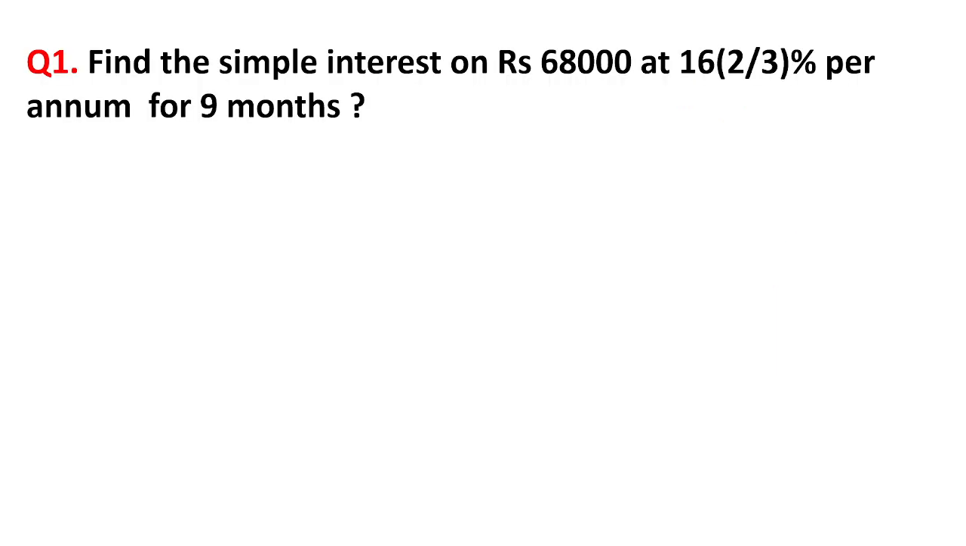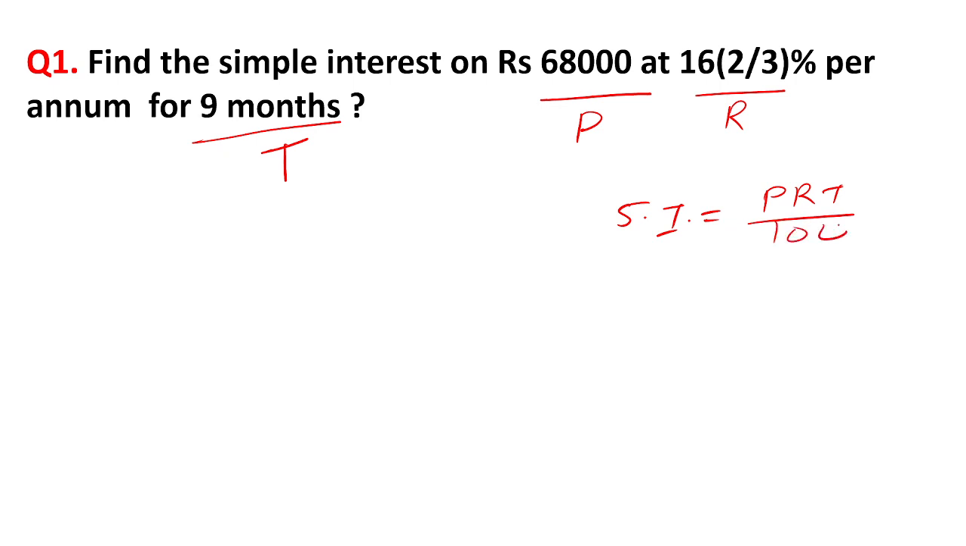First, find the simple interest on 68,000. So 68,000 is our P, that is principal, at the rate of 16 2 by 3%. How to solve this? I will tell you. This is the rate per annum for 9 months. This is our time. So you got PRT. So what is our formula? Simple interest equals PRT by 100, right?